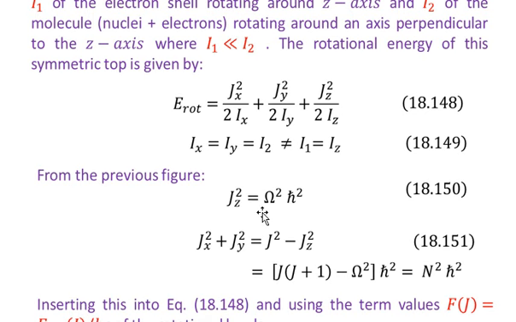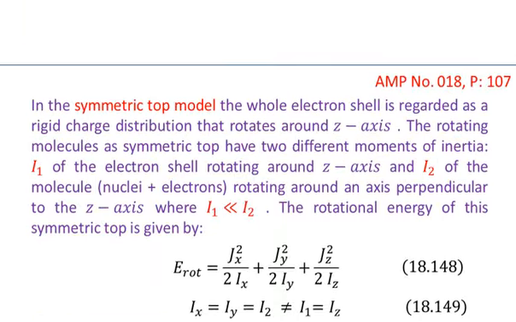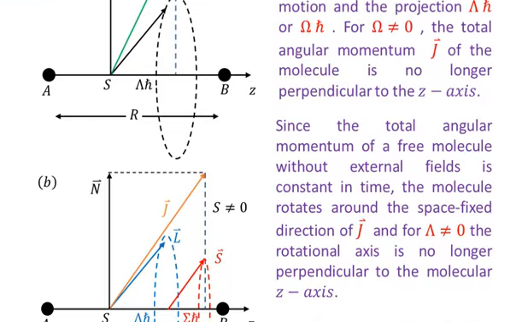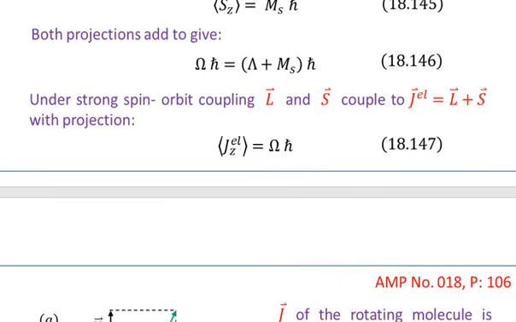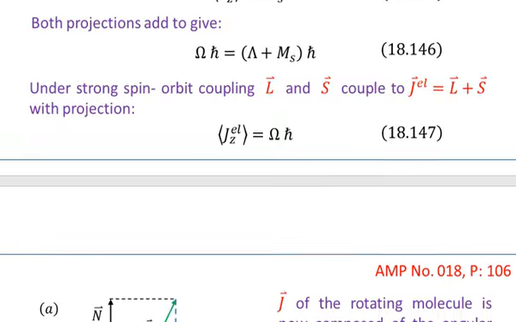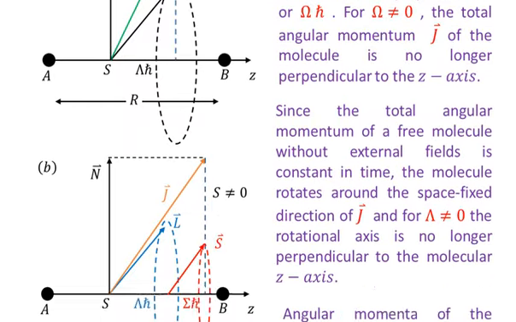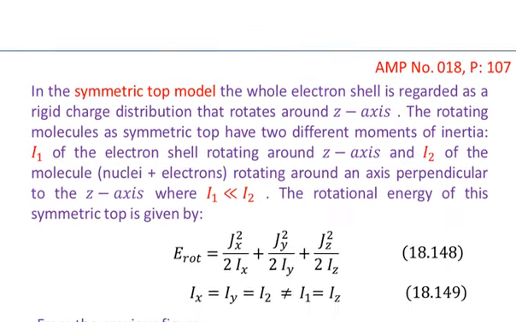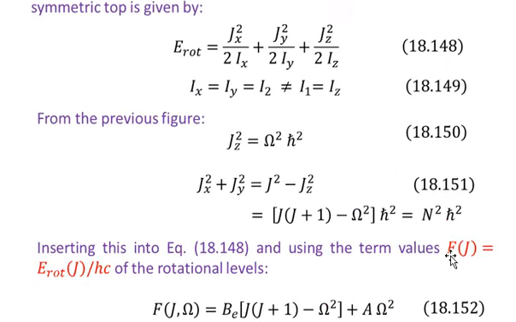From the previous figure, you know that the z component of J is equal to omega times h bar. Take the square of both sides of this equation, where Jz is the z component of the angular momentum. So you have Jz square is equal to omega square into h bar square.